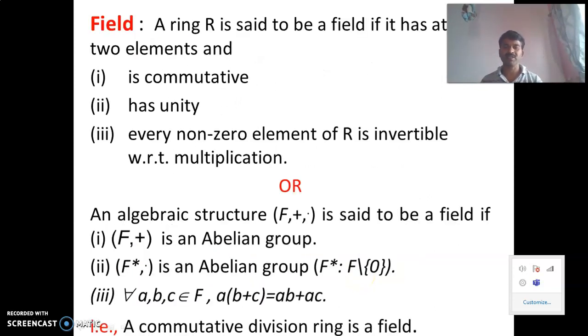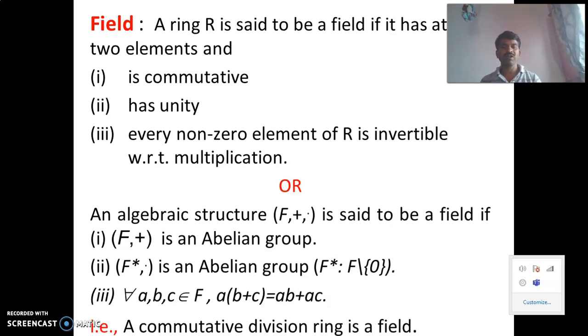And now the last definition: a ring R is said to be a field if it has at least two elements, and this R is also commutative. This R has unity, and every non-zero element of R has its multiplicative inverse. Ultimately, all the conditions you have seen in the division ring hold here.